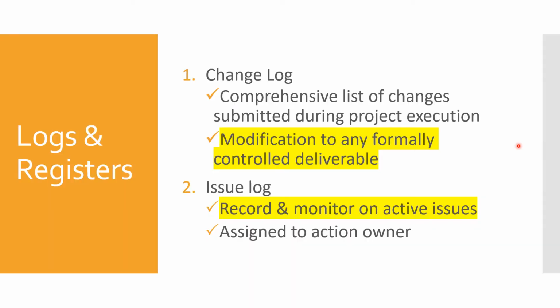The third one in the logs and registers section is the change log. What is a change log? A change log is a comprehensive list of changes submitted during project execution, right? What are the changes being submitted by customers or any other stakeholders, which were not aligned earlier and have been submitted as changes during the project? A change is a modification to any formally controlled deliverable. Any modification we can log as a change. The fourth one is the issue log. The issue log is where you record and monitor active issues assigned to an action owner.